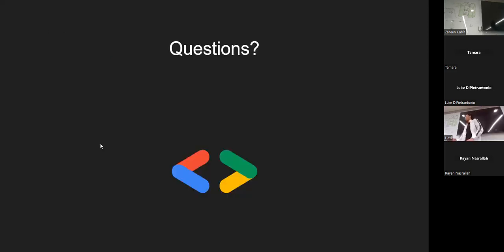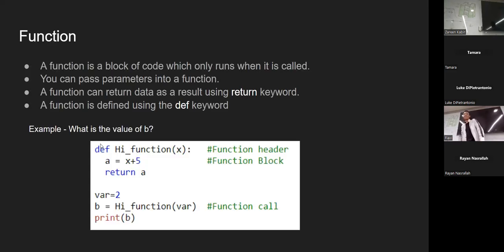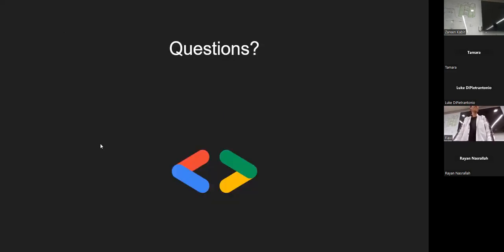Go back to that slide. Yeah, sorry about that. Yeah, and if we print the value of b, then that will be 7, right? Any questions on this example or anything?